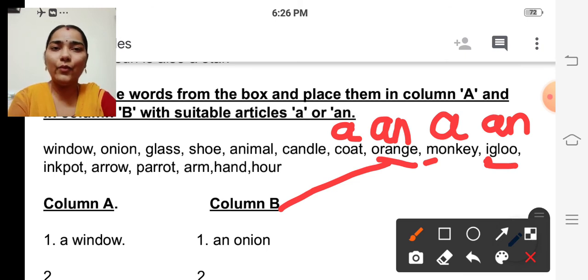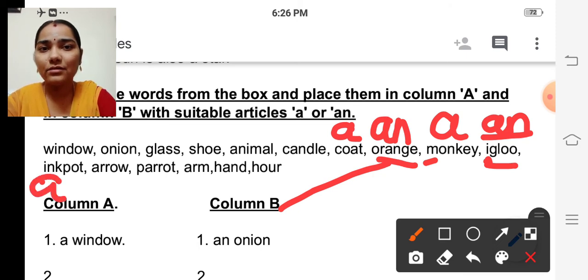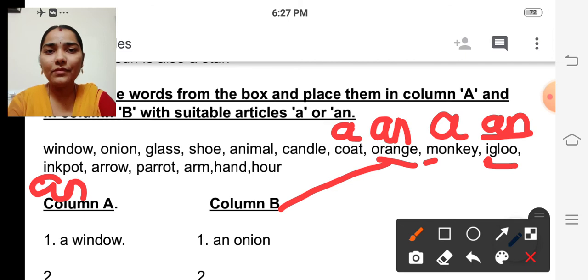I is a vowel. So here we have placed an. Is it clear, children? The next word is ink pot. Ink pot. Ink. So it starts with the letter I. I is a vowel. So which article should come? An ink pot. Is it clear? Yes.